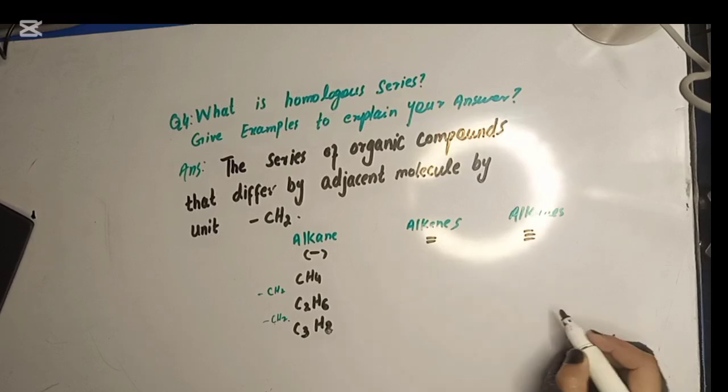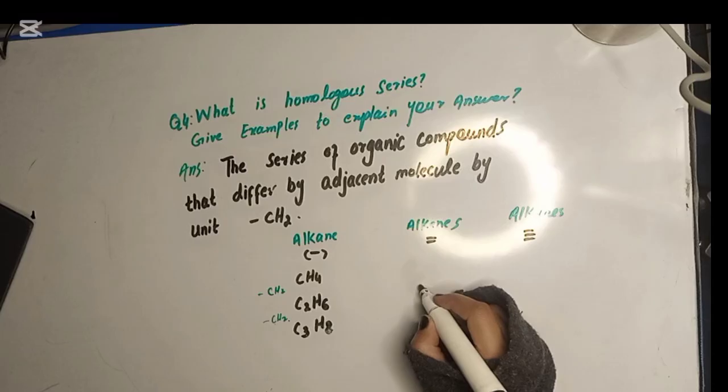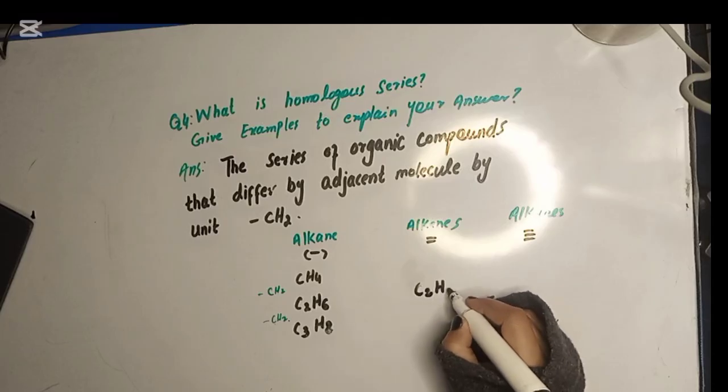The first member of alkene is C2H4. The first single carbon does not exist in alkene. C2H2.